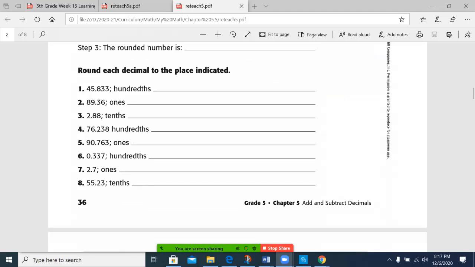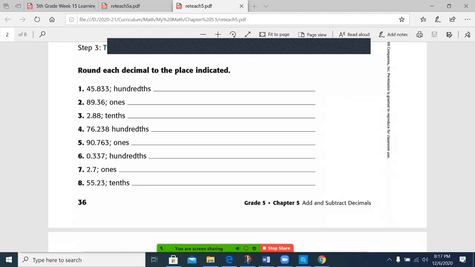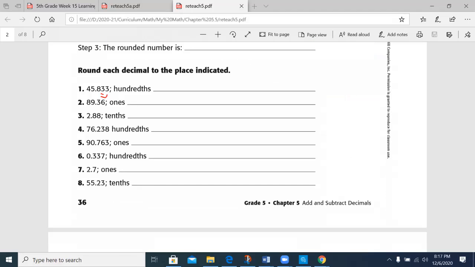We're going to do the first 2 together, and then you will complete the rest. First one, round each decimal to the place indicated, hundredths. So again, on the right of our decimal, we have tenths, hundredths, and thousandths. Notice I had the "ths" at the end. The hundredths is the second one, so it's a 3. The number to the right is also a 3. So that means that this 3 stays the same. My answer, 45.83, or 45 and 83 hundredths.